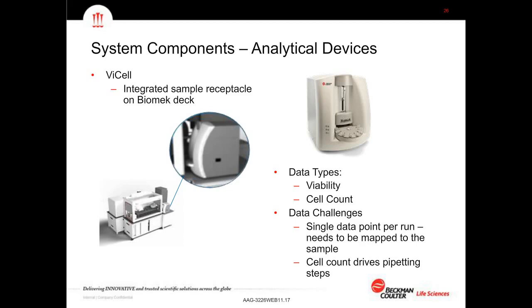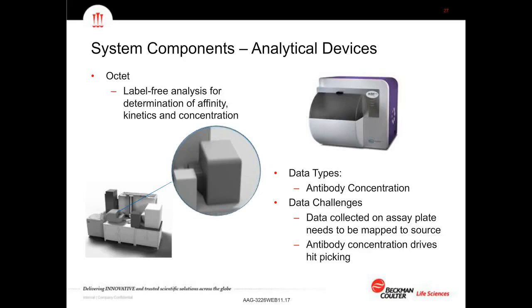The next analytical device, which is at the rear and is integrated via the SCARA robot, is the Octet, which is from Pall ForteBio, and that does label-free analysis for determination of affinity, kinetics, and concentration. In the context of this particular workflow, we really just use it for gathering antibody concentration data, which we then use to drive hit-picking information for picking high producers.